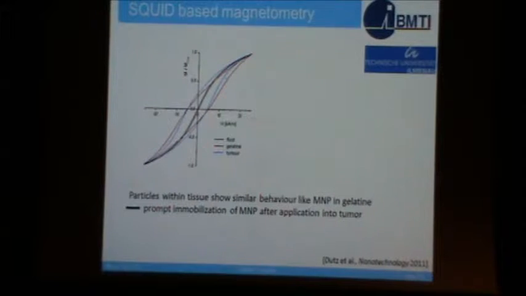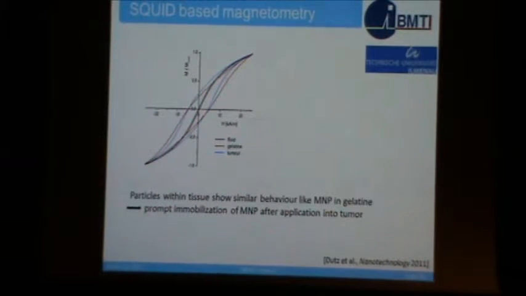Another study by Lutz addresses the mobility behavior of the particles, and he has compared the behavior of particles in a fluid and in gelatine with what we see in the tumor. You see that the blue curve resembles very much the curve of the gelatine, and it has nothing to do with the curve in the fluid, so that his conclusion is that we have an immobilization similar to what happens in the gelatine when we apply magnetic nanoparticles in the tumor.